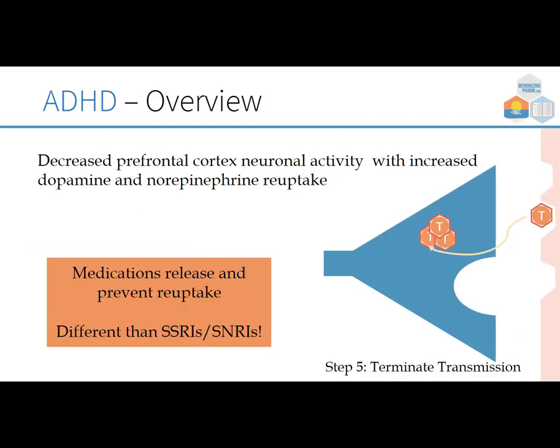With this decreased prefrontal cortex neuronal activity, and I know that's a mouthful, we're just saying that there's less activity, with increased dopamine and norepinephrine reuptake. So what we're saying is that the neurotransmitters are there in the synapse, but we are finishing up with them too quickly. So the medications will prevent the reuptake of that dopamine and norepinephrine, but the mechanism is a bit different than SSRIs and SNRIs, just to be clear.